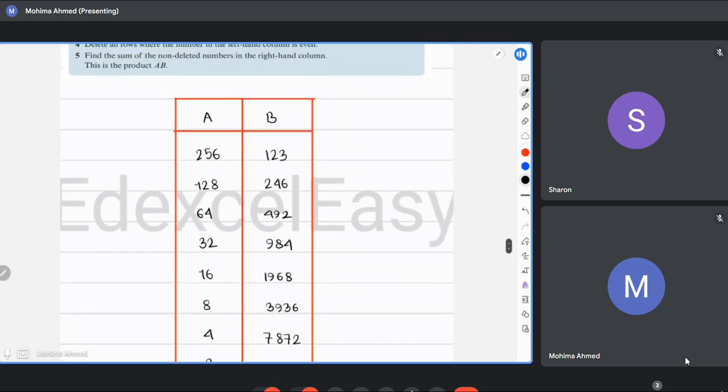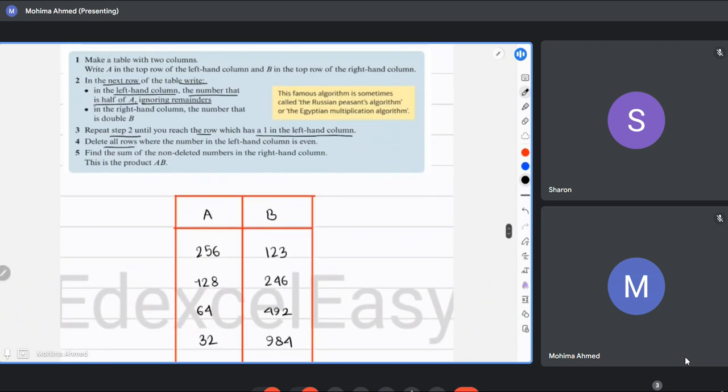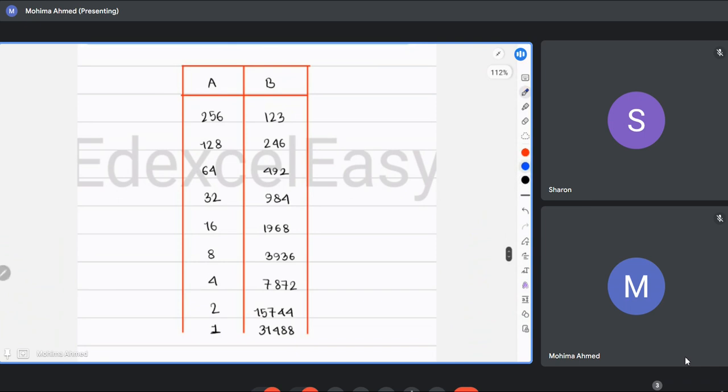Now, after we have completed the column until we got 1 for column A, they're saying that delete all rows where the number in the left hand column is even. So we have to delete all the rows where A is even. If I just zoom out, I can understand the first one is an even A, right? So it will be deleted. This one is also an even A. This one will also be deleted. This one is deleted. This one deleted.